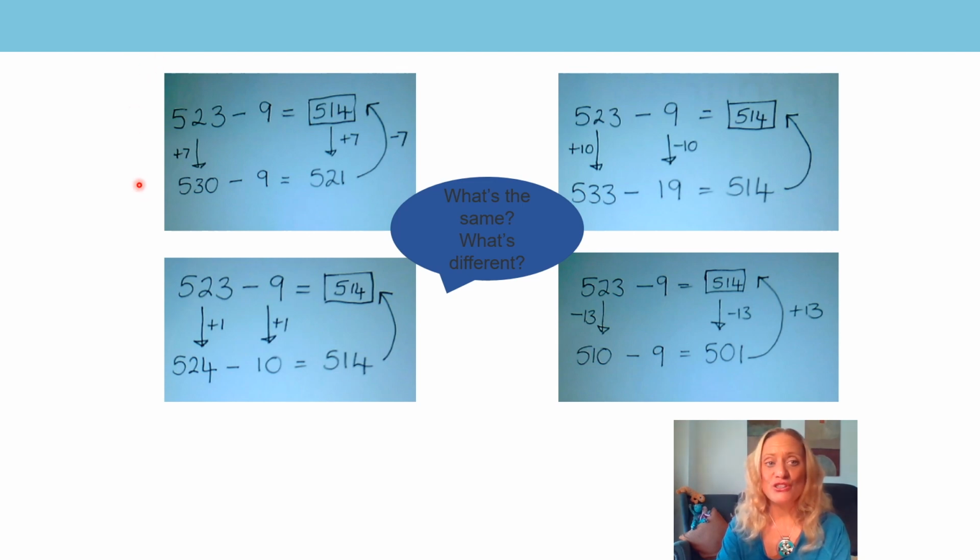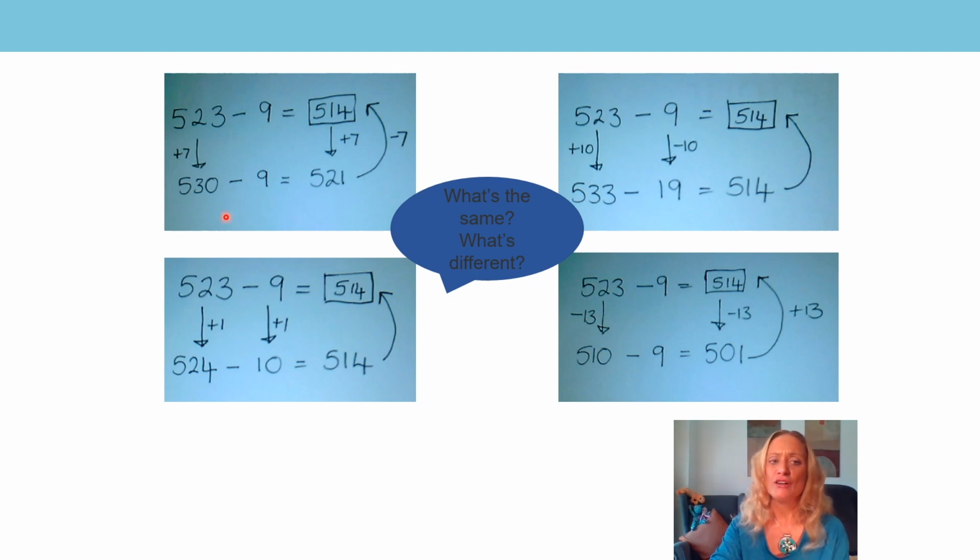They've transformed the minuend by increasing it by 7, and so they've increased the difference by 7. Does that make that an easier calculation? Is 530 subtract 9 easier than 23 subtract 9? It could be. It might not be for some children, but other children might think that was an easier calculation.